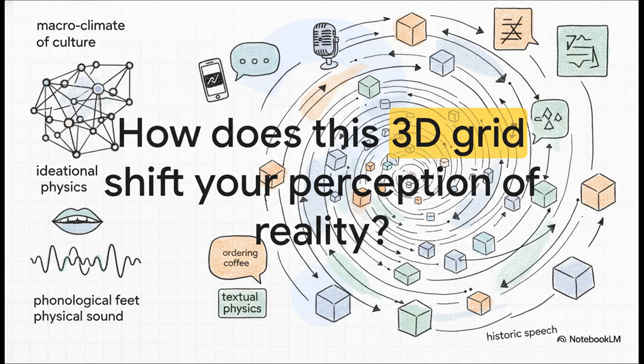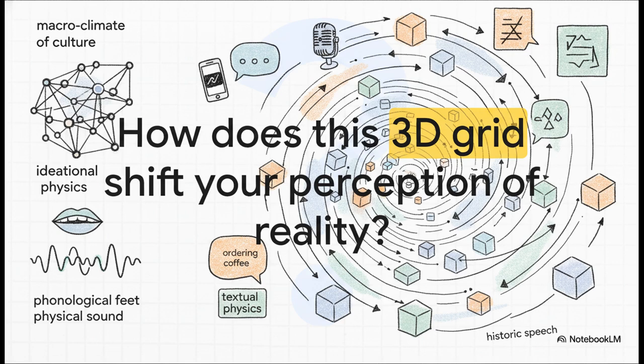So here's my question for you. How does your perception of reality shift now that you know every single sentence you speak manipulates a three-dimensional grid of meaning? Because every time you order a coffee, or text a friend, or listen to a historic speech, you are witnessing the elegant simultaneous calculation of ideational, interpersonal, and textual physics.